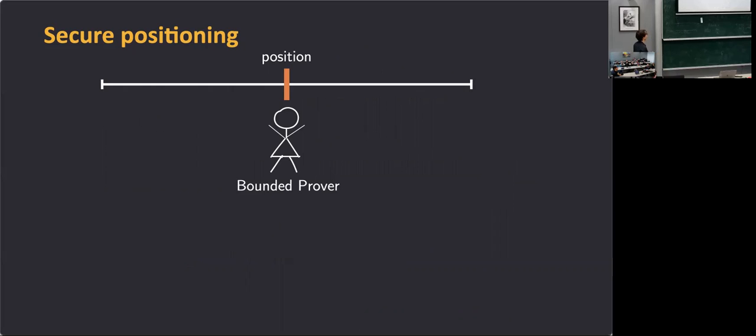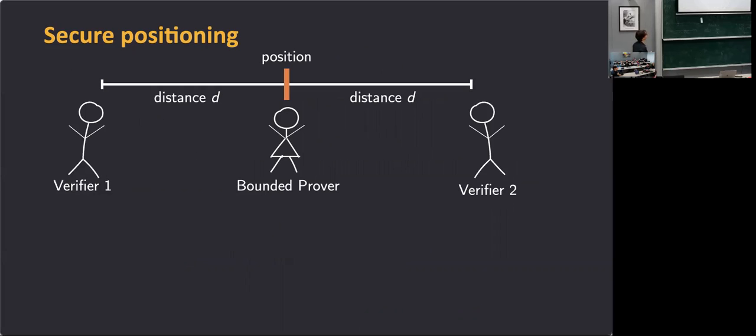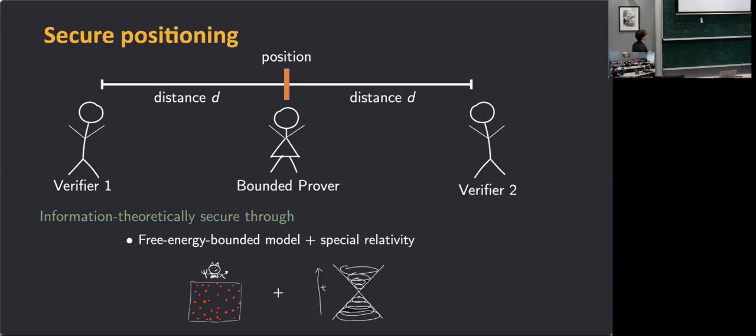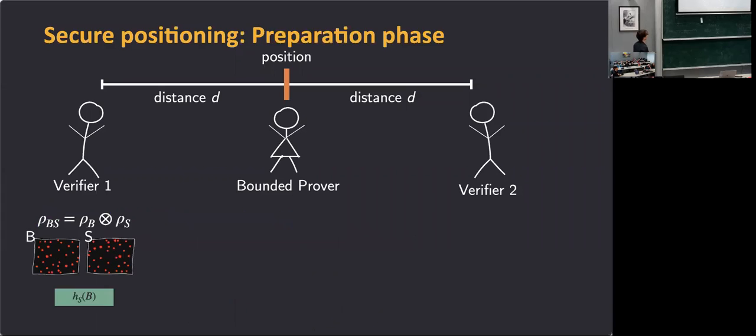And the idea of secure positioning, usually we'll have two verifiers and a prover in the middle. We want to certify that the prover is really at this position. This is impossible to do with quantum mechanics or special relativity. But it's going to be possible in this model using the free energy bounded model plus special relativity. And I'll just present the protocol. This is the basic version of the protocol.